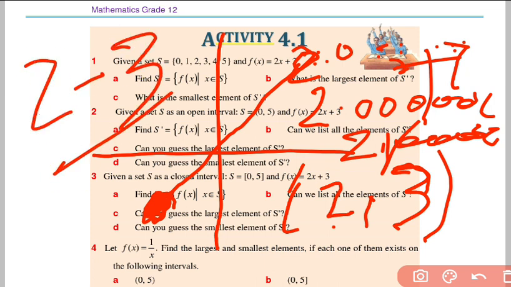Due to this, that function, or this function, is open. It doesn't have a boundary. Why? Because the numbers between 2 and 3 go on continuously forever.